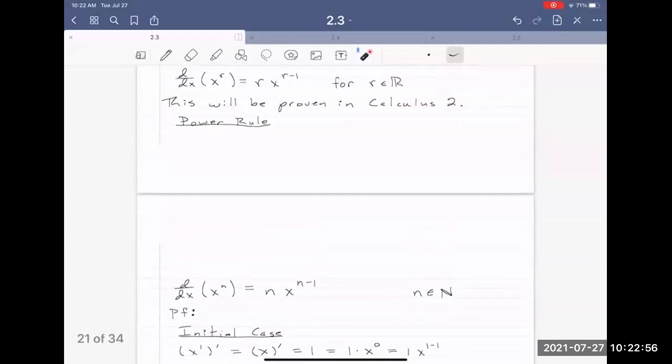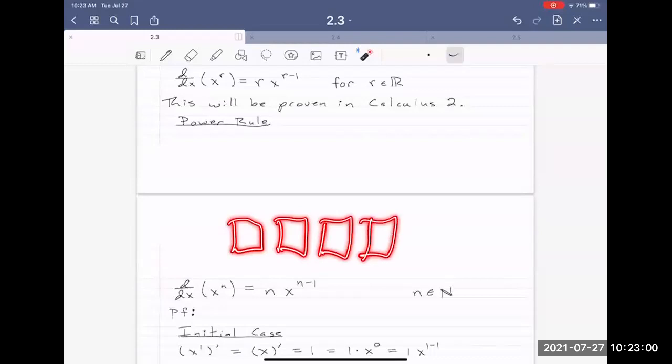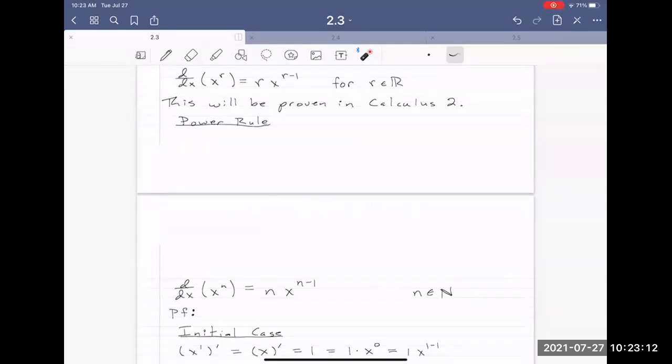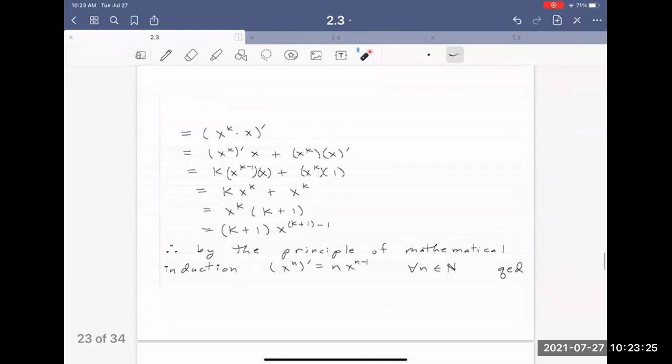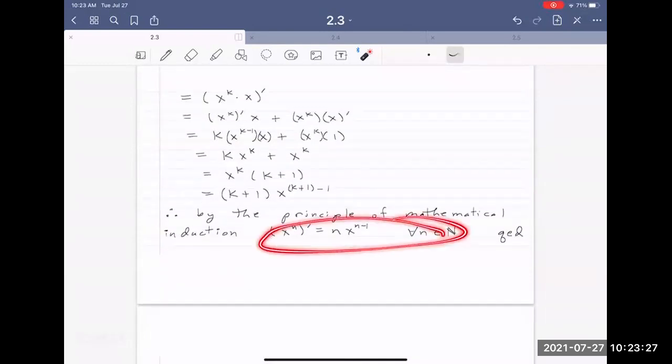If you recall, mathematical induction was similar to having a whole bunch of dominoes, where if the first domino falls and one domino falling causes the next domino to fall, then all dominoes will fall. And so I want to show first that the first domino falls. Then I want to show that if a domino falls, then the next domino falls. That will then show that all dominoes fell.